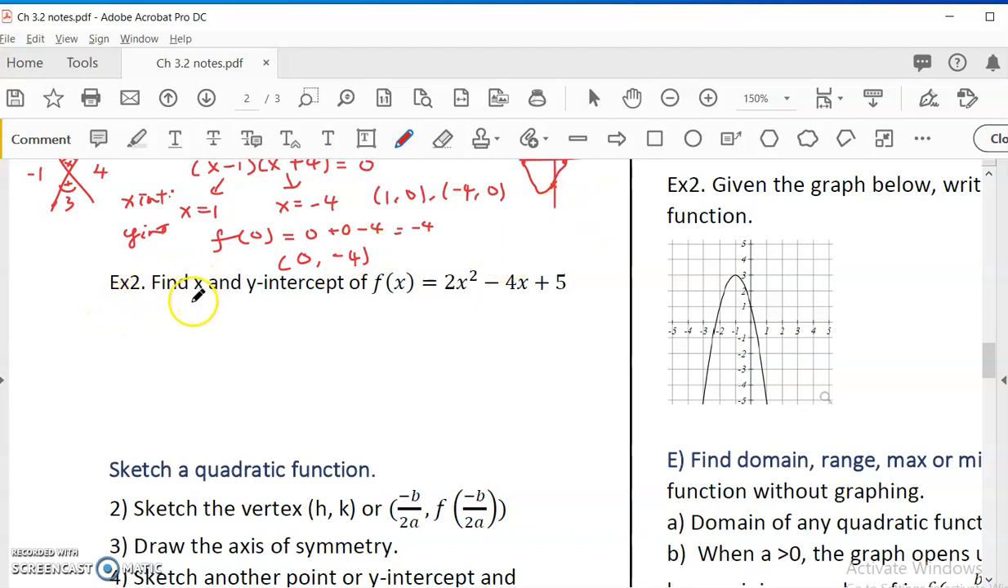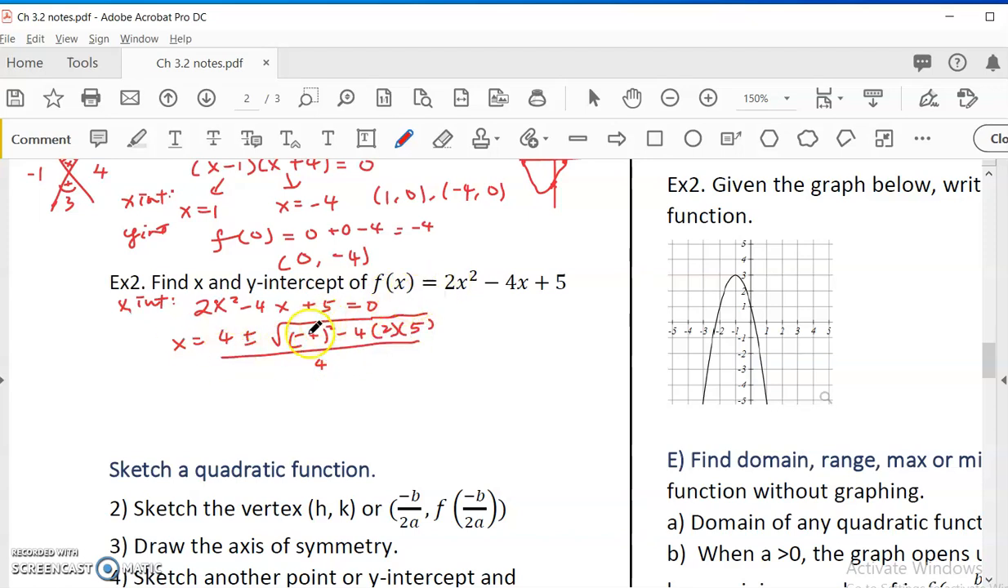Find the x and y-intercepts of 2x squared minus 4x plus 5. So the x-intercept first, which is just solving a quadratic equation, 2x squared minus 4x plus 5 equal to 0. In chapter 3.1, we talk about solving these. How do I solve? X is equal to, with a, b, c, right? X equals negative b, so negative of negative 4 becomes 4, plus or minus the square root of b squared, so negative 4 squared, minus 4ac, a is 2, all over 2a, 2a is 4.